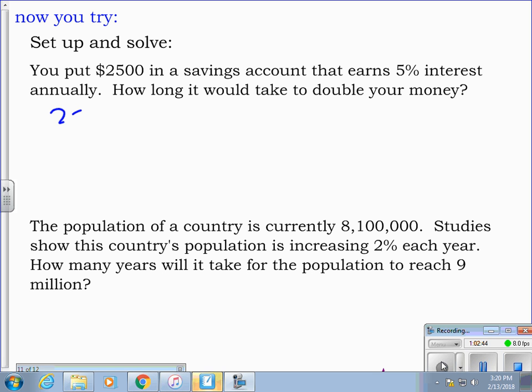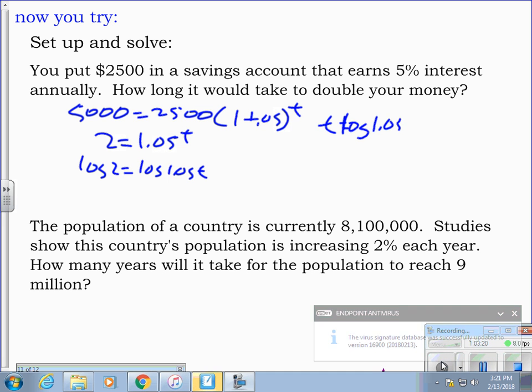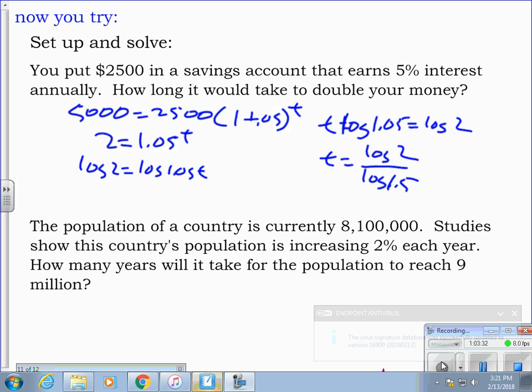So, 2,500 equals, or actually, no, 2,500 is what I start with. How much do I want? I want 5,000 equals 2,500 times 1 plus 0.05 to the T. Divide both sides by 2,500. 2 equals 1.05 to the T. Take the log of both sides. Log of 2 equals T log of 1.05. T equals the log of 2 over the log of 1.05. There used to be a rule for this, for doubling. Log 2 divided by log 1.05. 14.2 years.